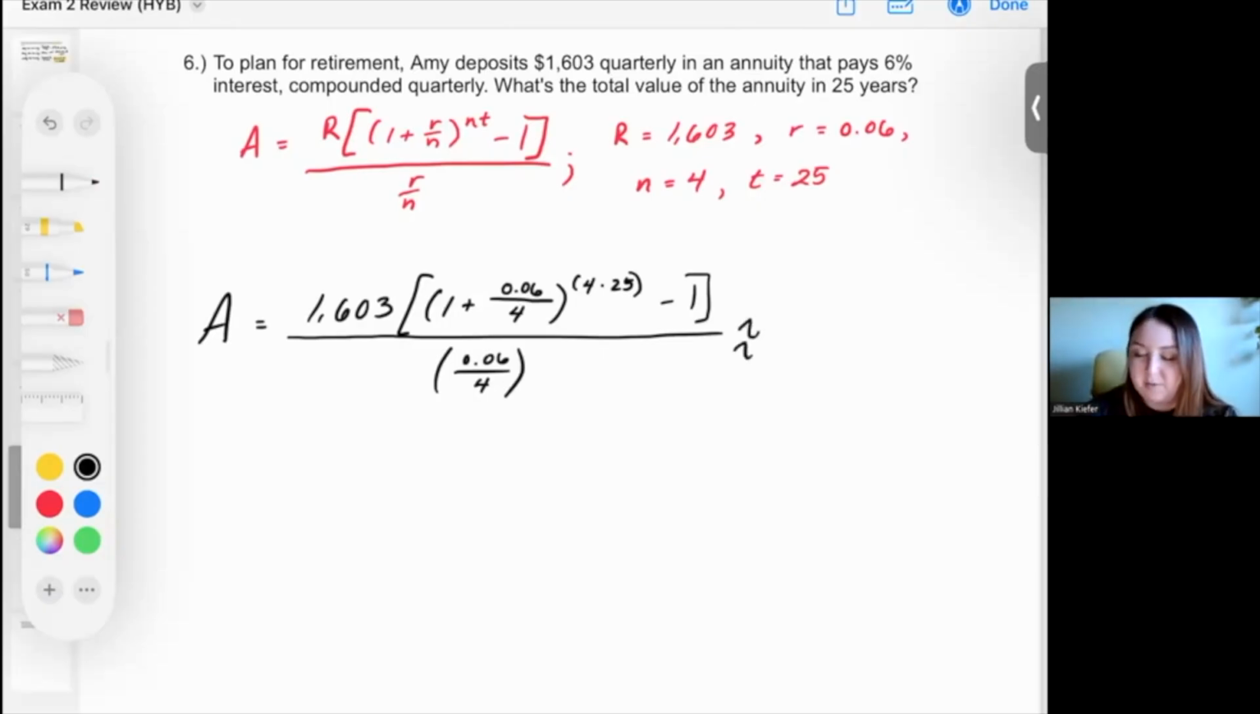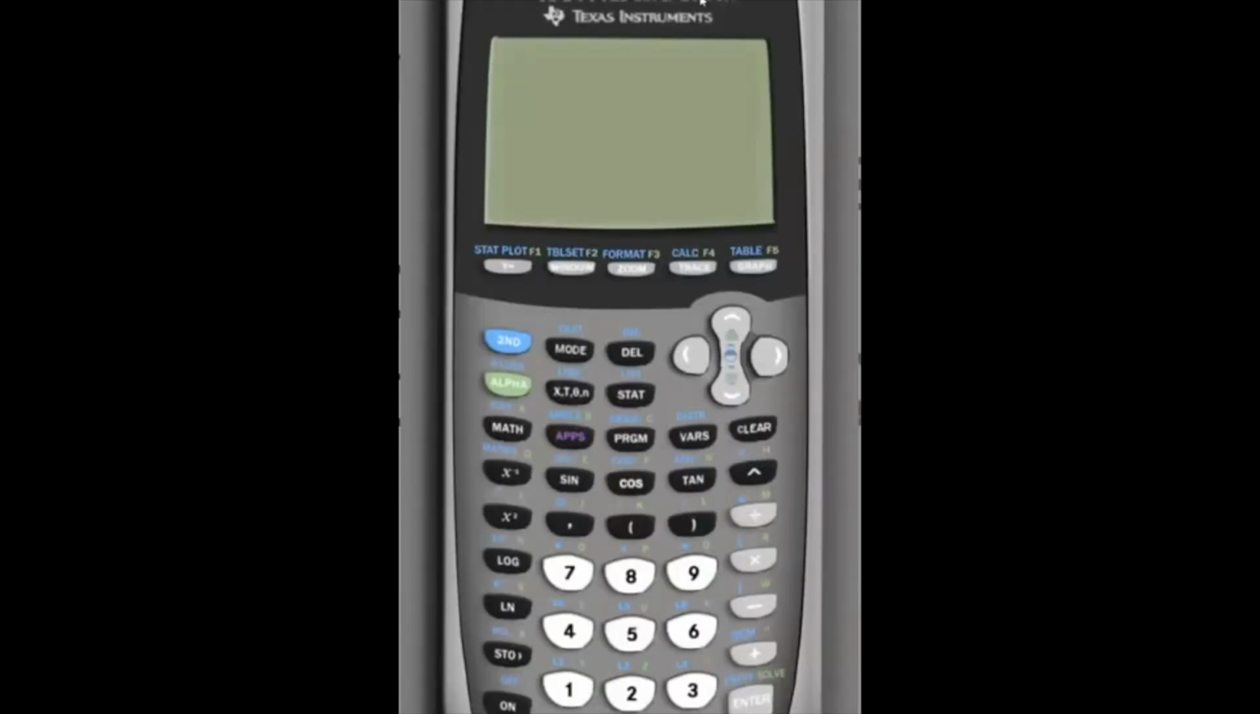Like every other time we've had a complex formula, we need to go ahead and be very careful when we plug this into our calculator. So let's go ahead and put it in our calculators so we can see how much the value of our annuity will be in 25 years. All right, so when we set this up, of course, we always want to separate our numerator from our denominator. So with parentheses, starting with our numerator, we'll take that very first value that we had there, which was our quarterly payment of $1,603.